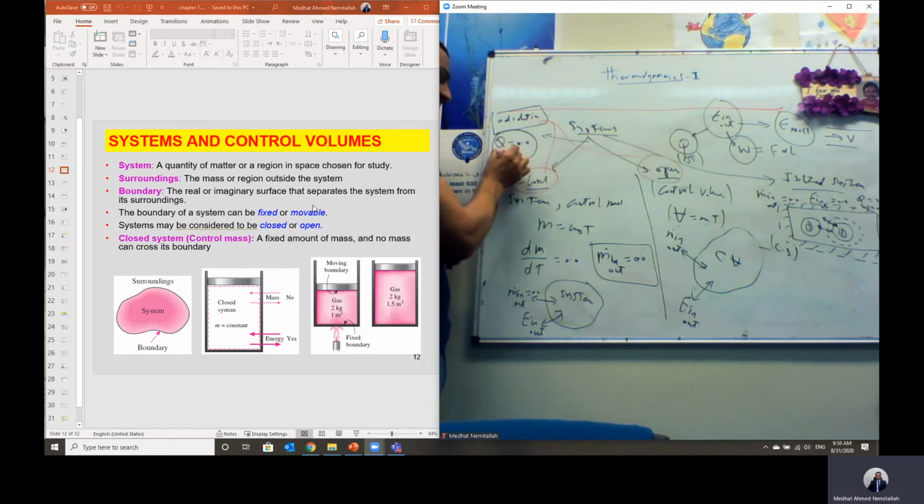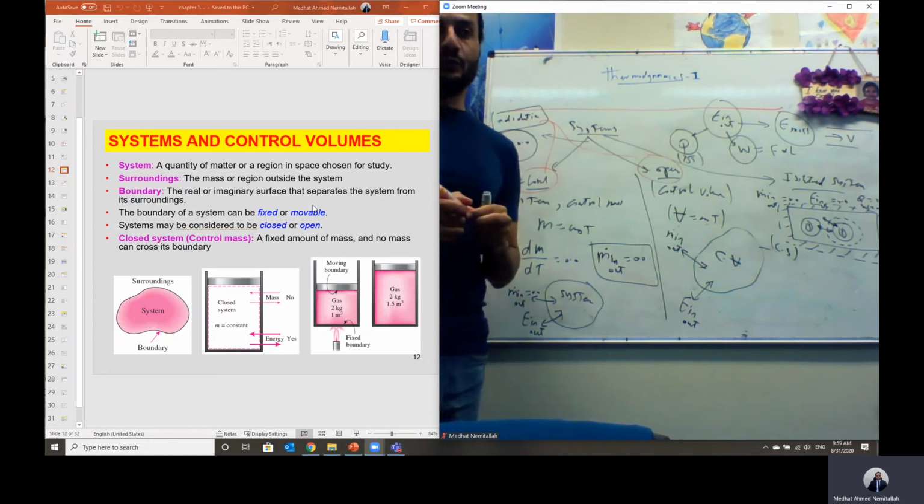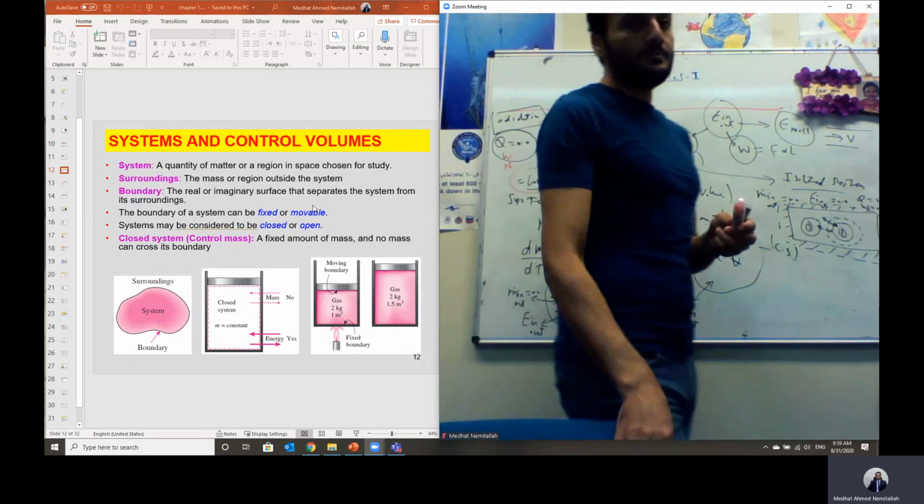But we may have energy transfer by work, and we may also have mass transfer. So the system is open. Either way, an adiabatic system can be open or closed, but the word adiabatic itself means that this system does not allow for heat transfer, okay?